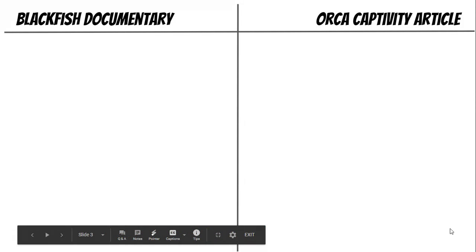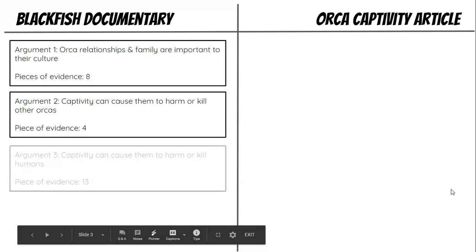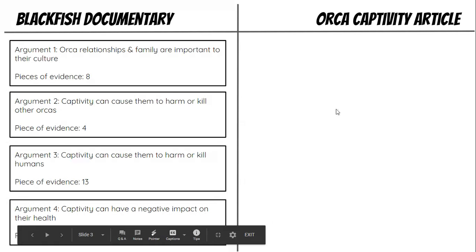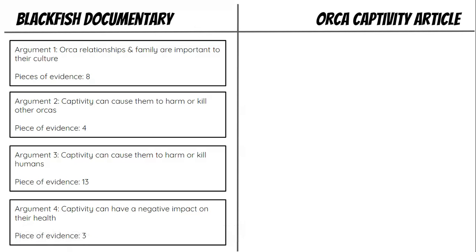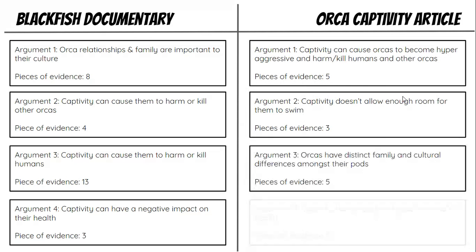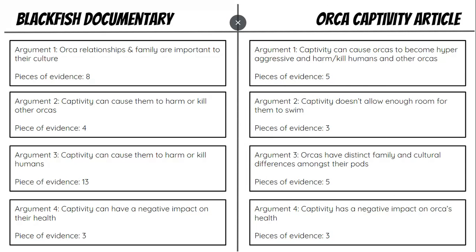So if you were looking at my evidence, we looked at two different sources of information. My first source came from the Blackfish documentary. These were the four arguments I was able to get from the documentary. And then, of course, we listed all the evidence that we found for those arguments. And I've got listed, how many pieces were there. And then my second source of information was an article about orcas in captivity.